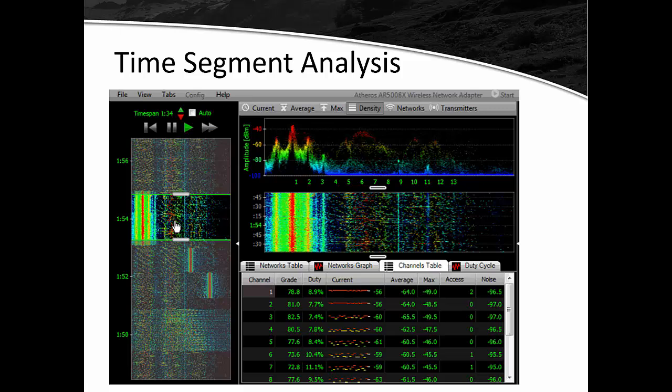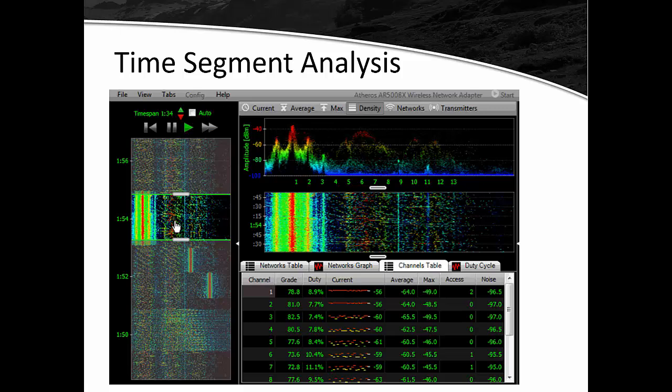What this will allow you to do is record the activity in the spectral space over time and then go back at a later time and say, just show me what was going on between 1:30 and 1:35 or 1:40 and 1:45. This can be very useful if a user is saying they have sporadic problems. So you can take a spectrum analyzer, start it capturing in the space where the user is, and then walk away and go do other work.